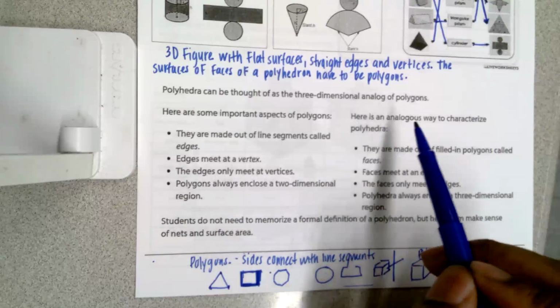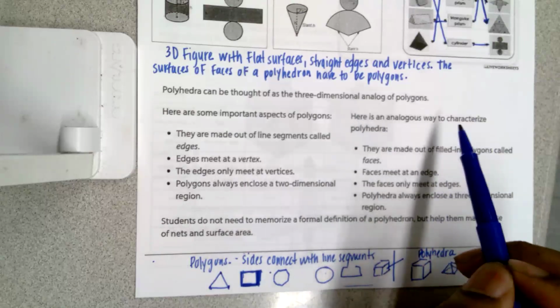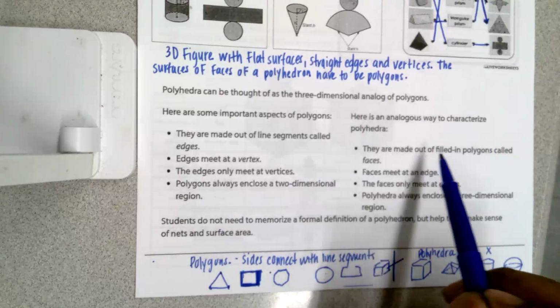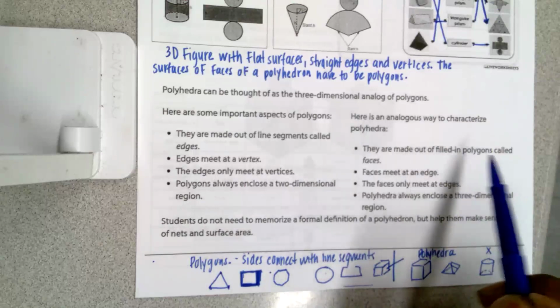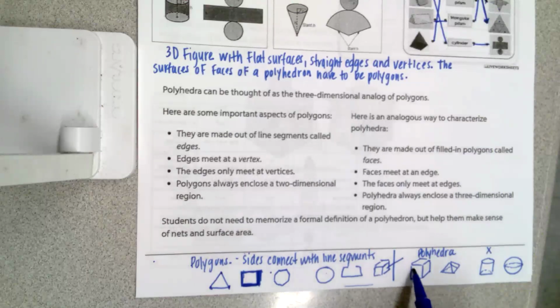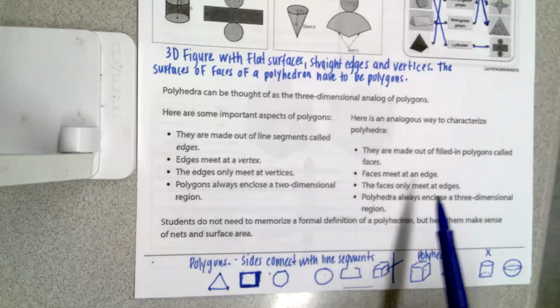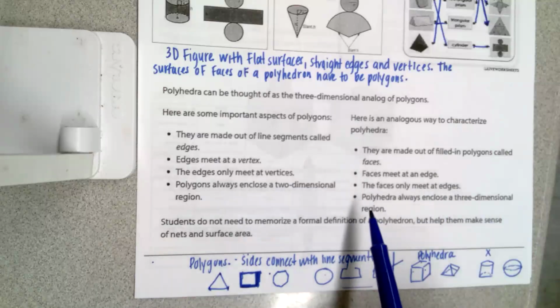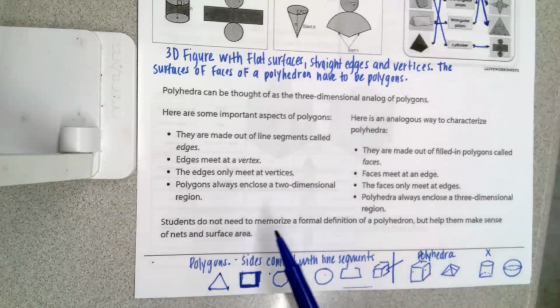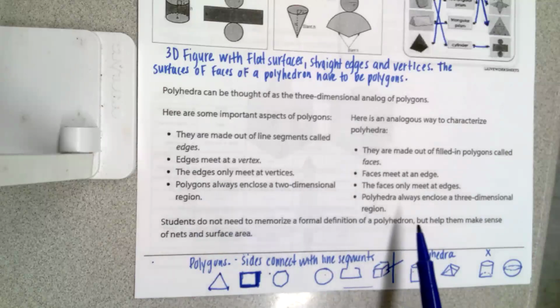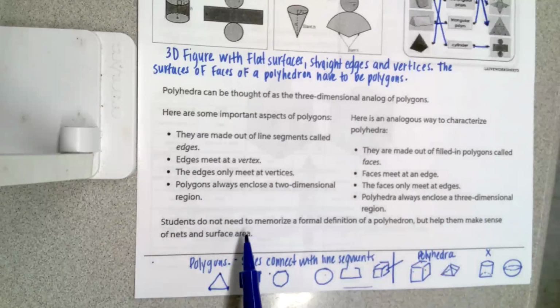So here is an analogous way to categorize a polyhedron. They are made out of filled-in polygons called faces. This is a face, this is a face, this is a face. Rectangular prisms always have six faces. Polyhedra always enclose a three-dimensional region. Now, students do not need to memorize the formal definition of a polyhedron, but it's really good to help make sense of nets and surface area, right?